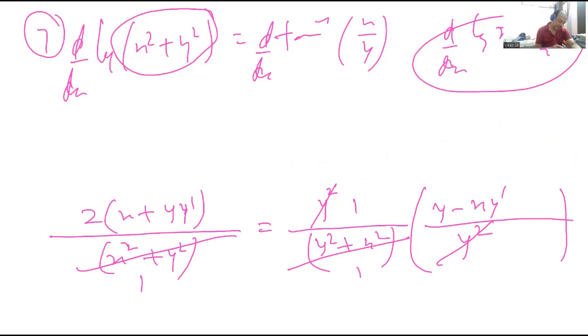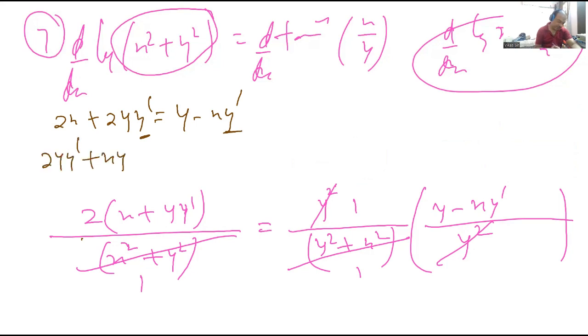Just wait. Now what I will be having is 2x plus 2y y' is equal to y minus x y'. Okay, this will be there. Now here I have to bring y' from both the sides onto the LHS. Now here this will be 2y y' plus x y', and this 2x will go there. This will become y minus 2x.